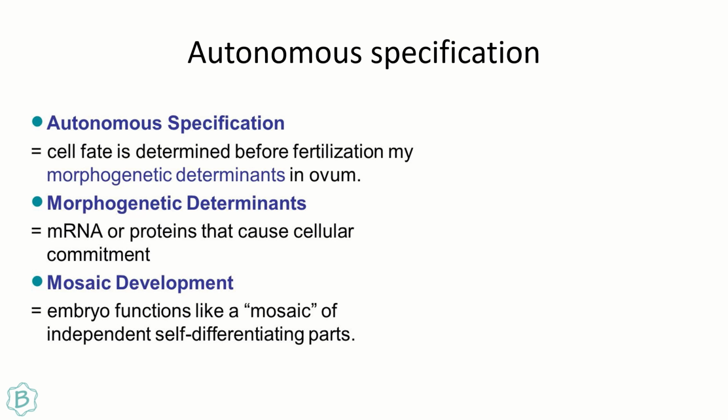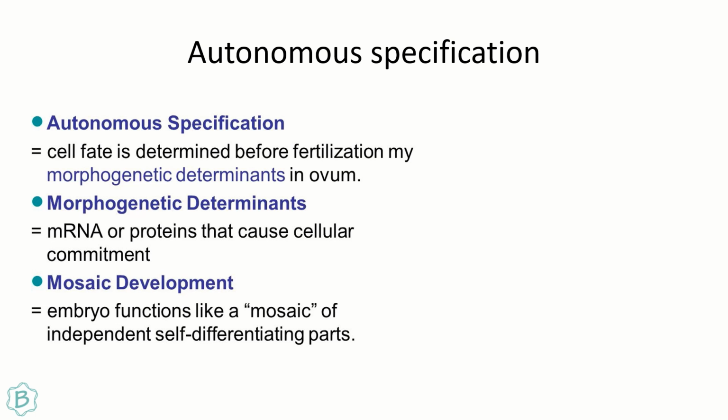Morphogenetic determinants can be what? Whatever the mRNA and proteins that cause cellular commitment are present in that cytoplasm will govern and control the cell fate. So these will be morphogenetic determinants. Then this type of development is called mosaic development.